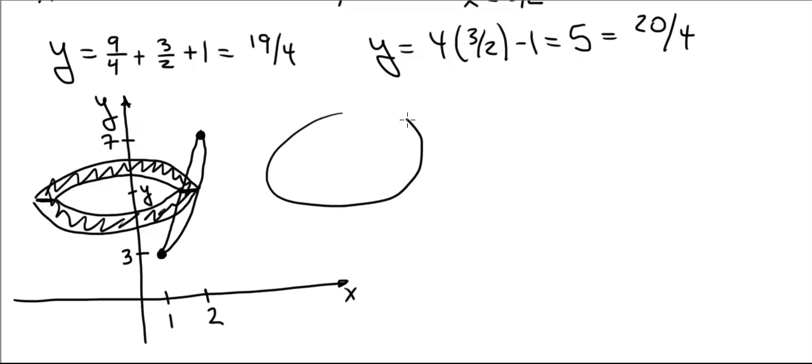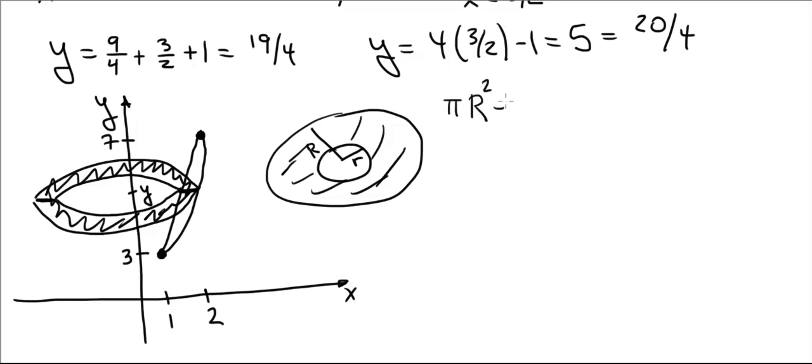So recall, when we have a washer with inner radius little r and the big radius big R, the area between the two circles, the area of the washer, is pi times big R squared minus pi times little r squared, or pi times big R squared minus little r squared. The key here is to express the big radius and the small radius in terms of variable y.